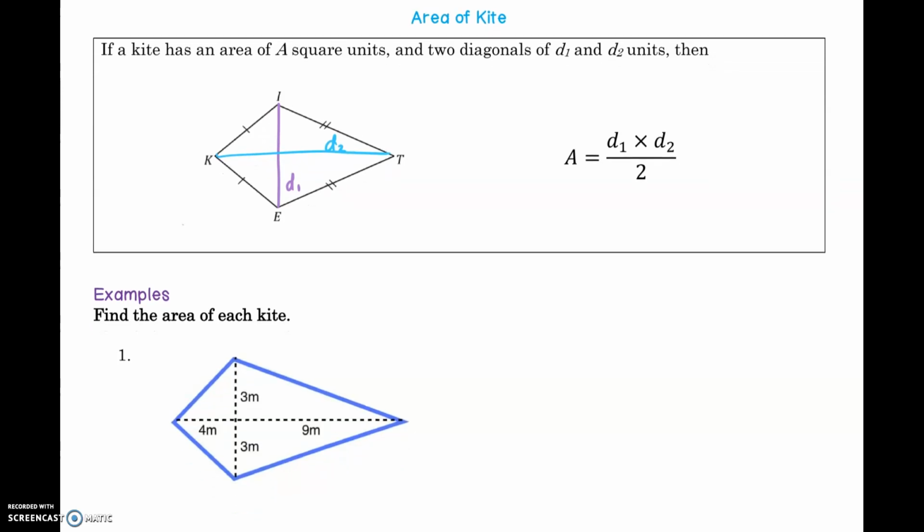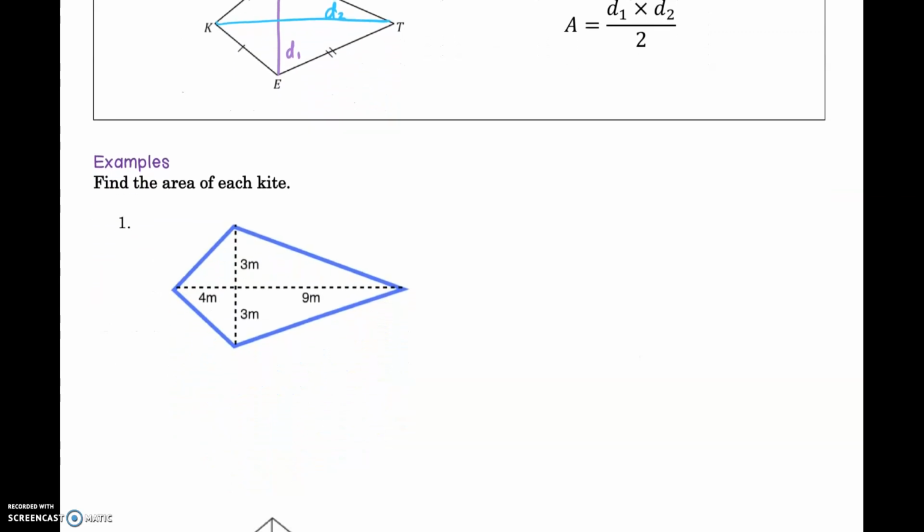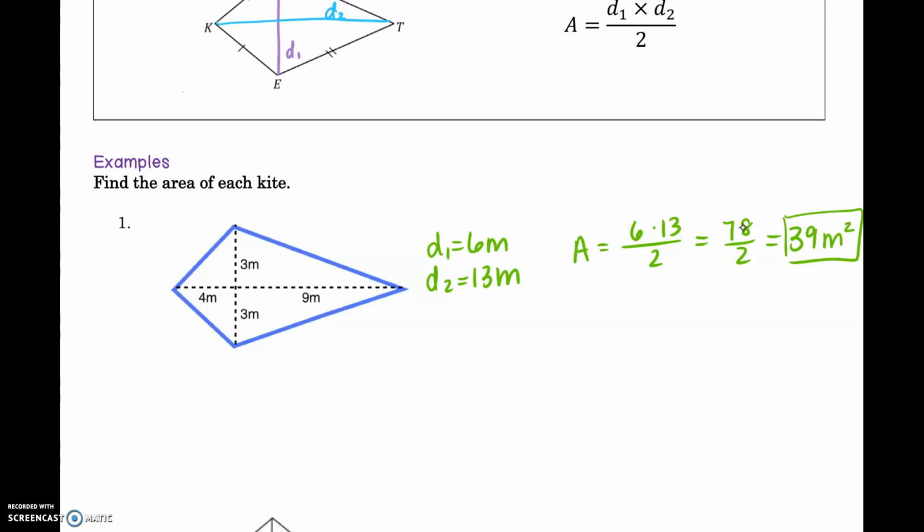So if we take a look at example 1, the length of one diagonal is 6 meters. The length of the other diagonal is 13 meters. So our area is equal to 6 times 13 divided by 2. 6 times 13 is 78, and 78 divided by 2 is 39. Our units here are meters squared because we are talking about area.